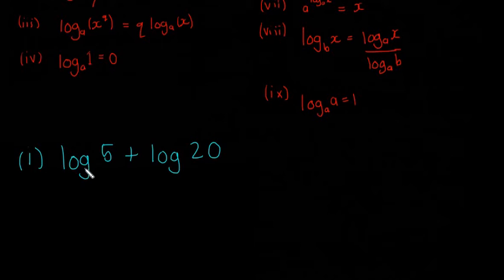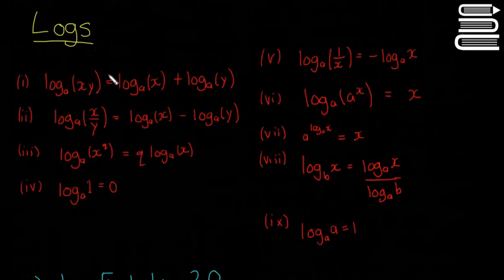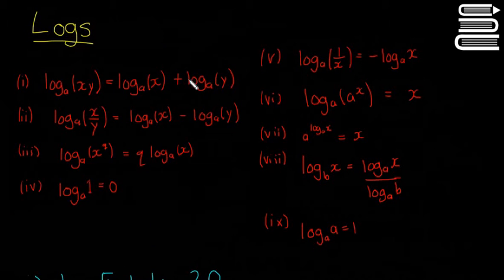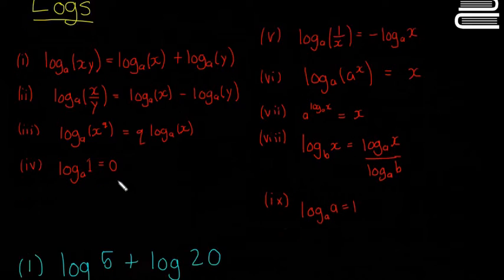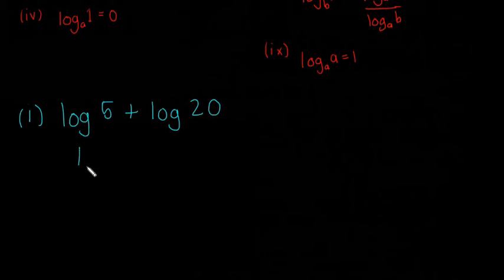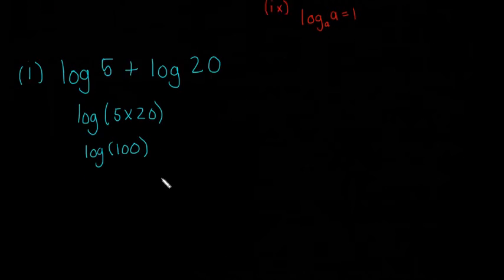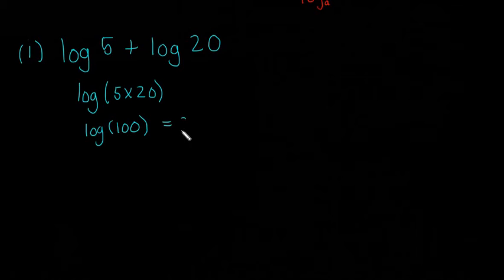So first we have log, and there's no base specified, that means it's to the base 10. So log of 5 plus log of 20. We're going to use the first rule here. If you have log of x plus log of y, it's equal to log of xy. So you multiply them by each other. So we're going to have log of 5 multiplied by 20, and that's going to be log of 100. If you put that into your calculator, log of 100 is going to give you 2 as an answer.